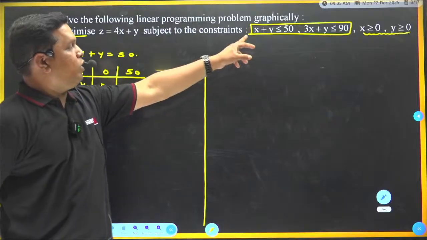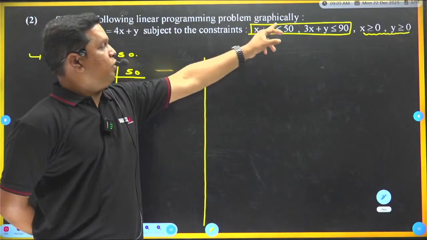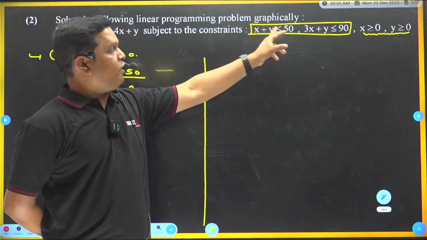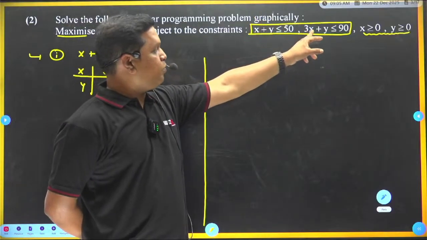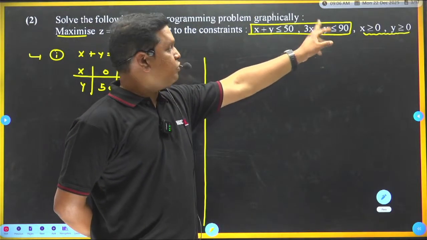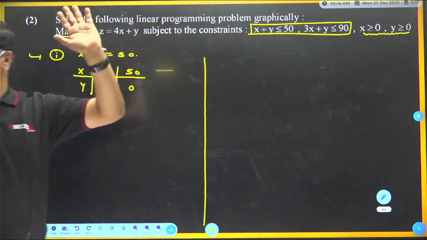You can check orally. Look at this. Put directly 0. So 0 less than 50. Is it true? So it is towards. Put the value: 0 plus 0 is 0, 0 less than 90. So both graphs are towards the origin.